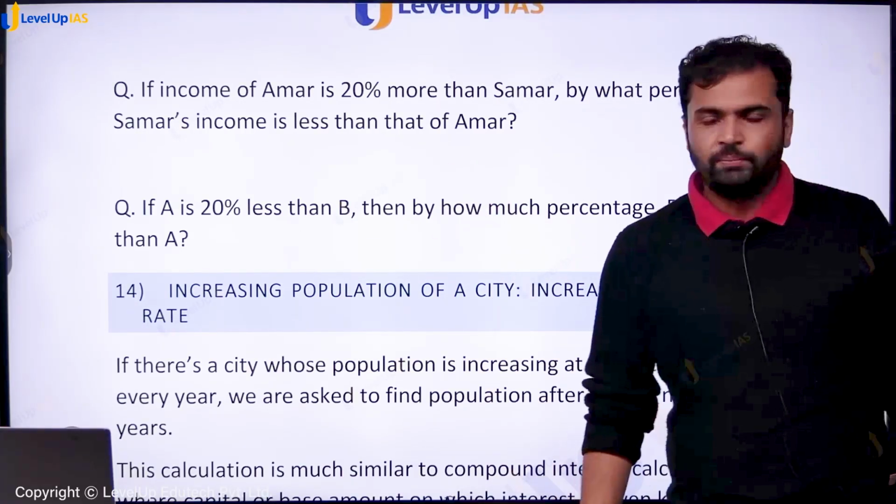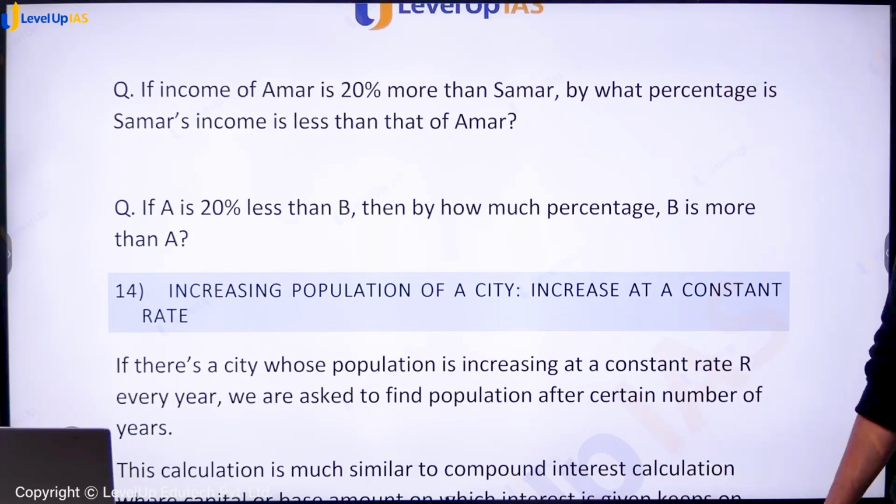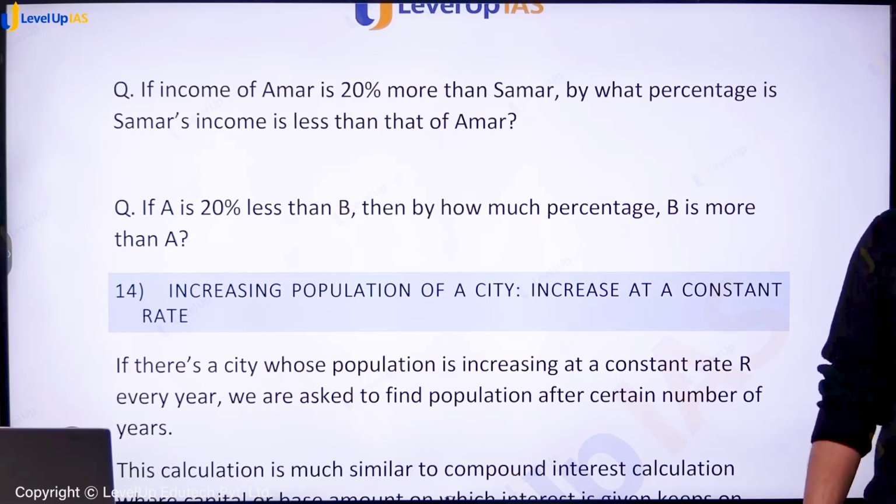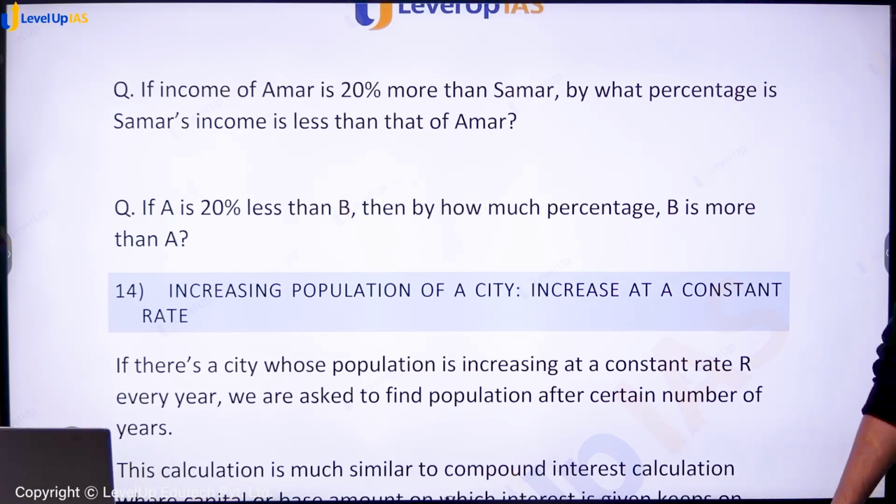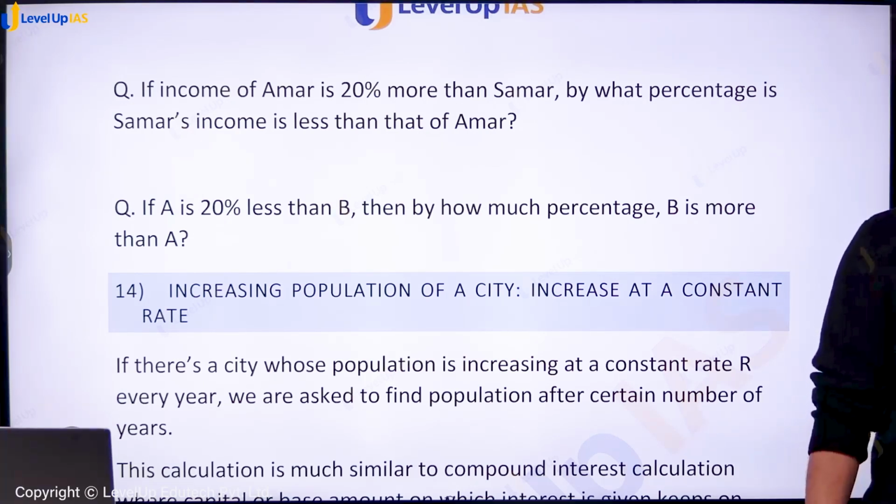First question, if income of Amar is 20% more than Samar, by what percentage is Samar's income less than that of Amar?